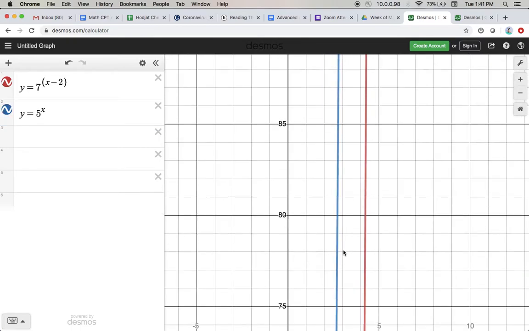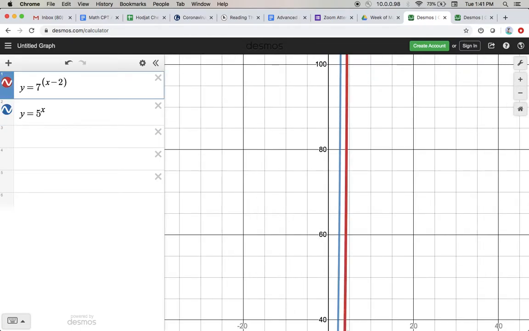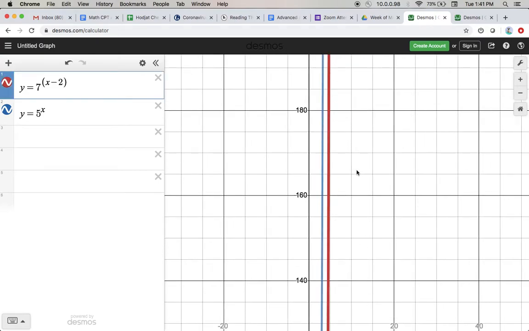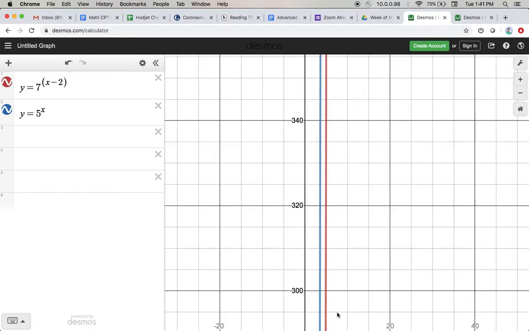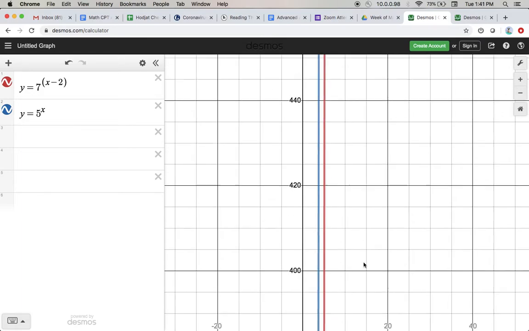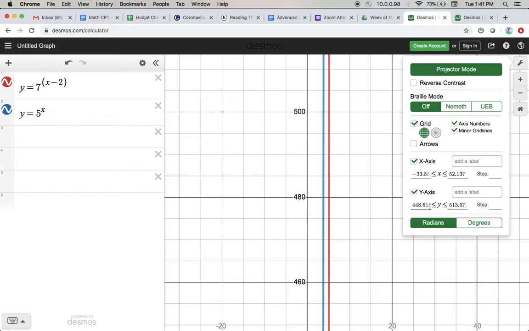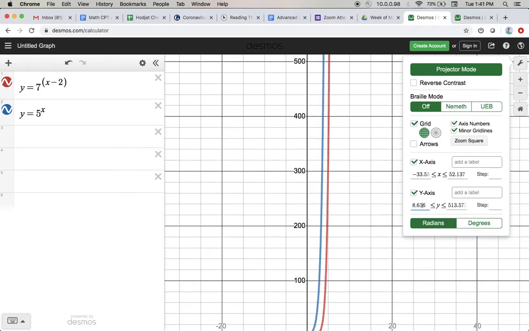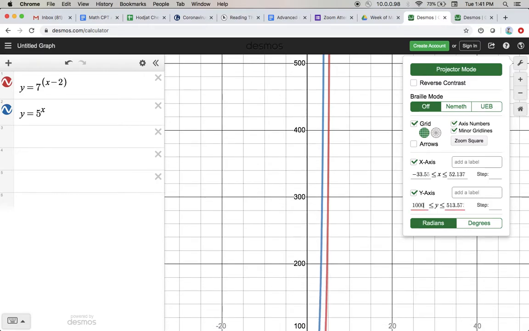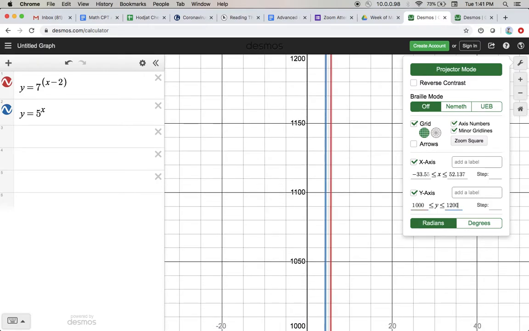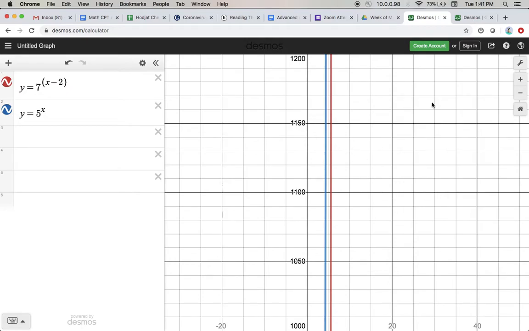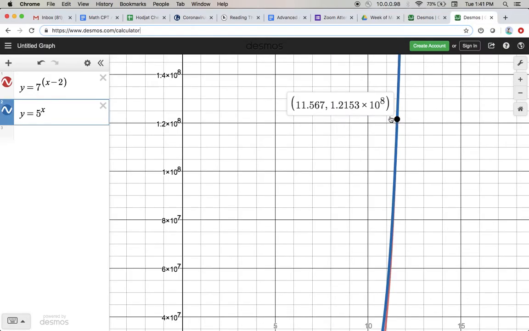Here I am way up at y values of 100, and the curves maybe look like they're getting closer together, but how long am I going to have to do this for? Even if you go to the table settings and decide that you're going to have your outputs start at, let's say, 1,000, all the way up to 1,200, they're still barely closer to one another. So think about what happened here. They ended up intersecting at around 11.56.